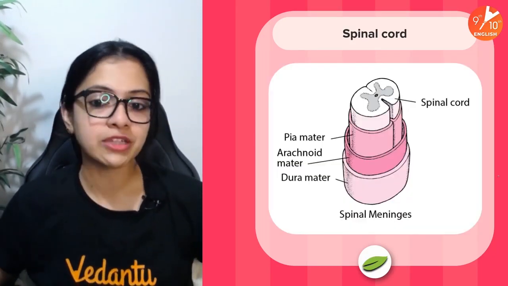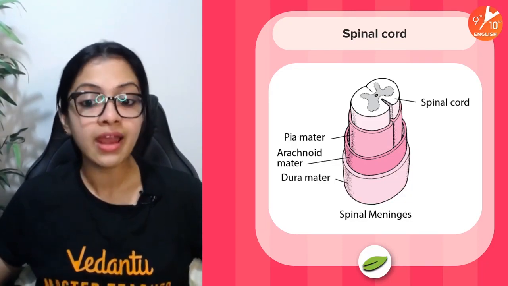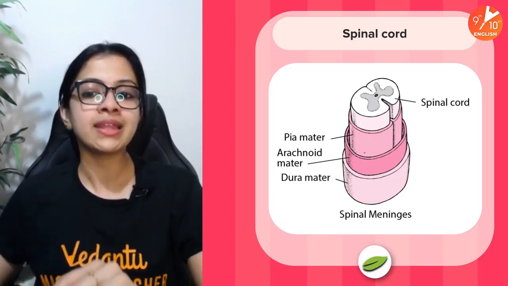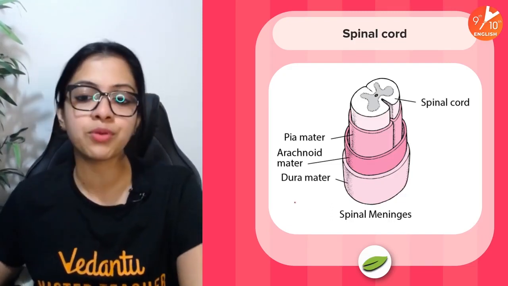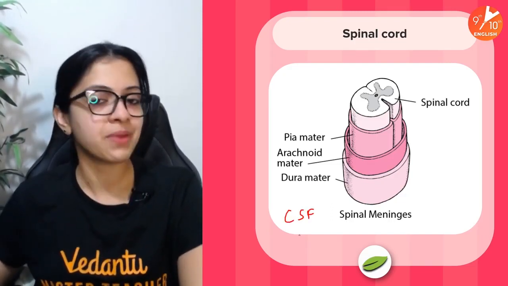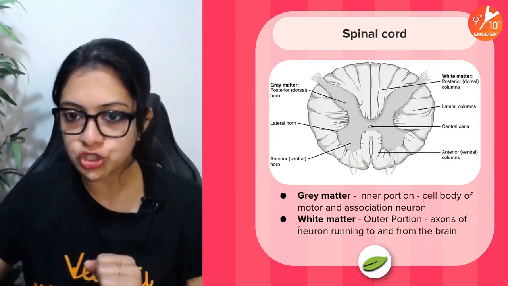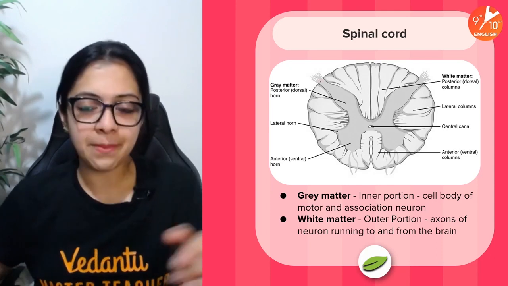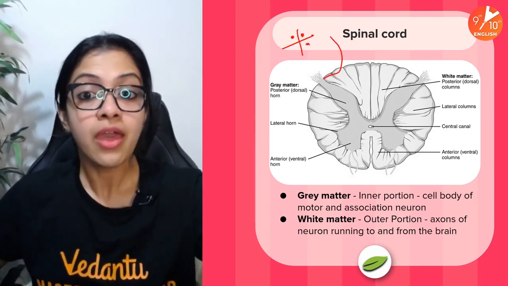So what is special about it? Again, this is protected by the different layers, which are the outer dura mater, the middle arachnoid mater, and the inner pia mater. Again, the cerebrospinal fluid as well is present here to protect your spinal cord from various kinds of shocks.